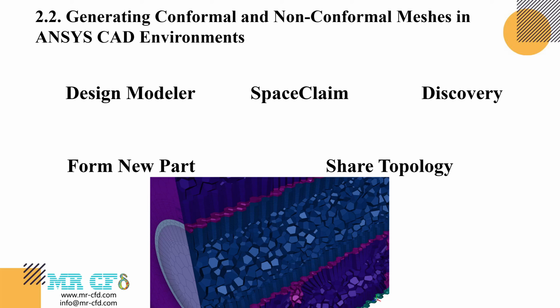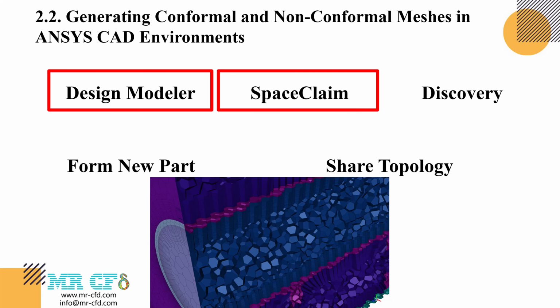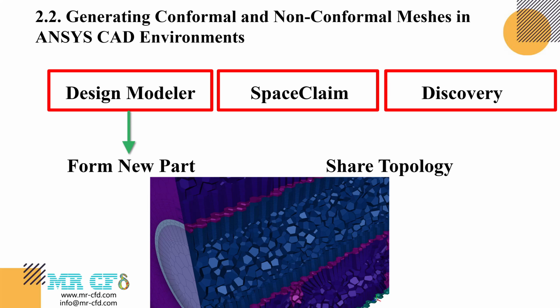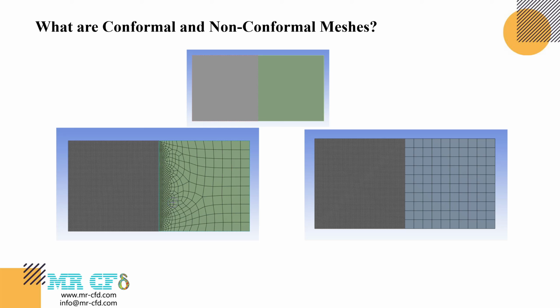In this section, we discuss the steps required in CAD software such as Design Modeler, SpaceClaim, and ANSYS Discovery for generating conformal or non-conformal meshes. We accomplish this purpose by using Form New Part in Design Modeler and Share Topology in SpaceClaim and Discovery. Conformal and non-conformal meshes represent two distinct approaches to handling interfaces between regions with different mesh densities in ANSYS Fluent simulations. As illustrated in this example, we have two regions with significantly different face sizes.